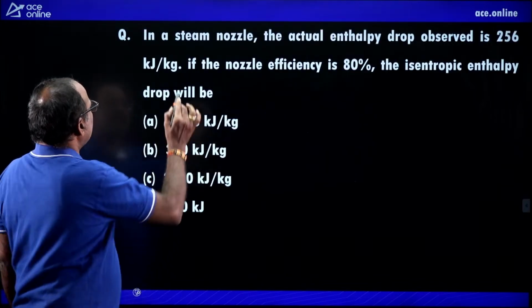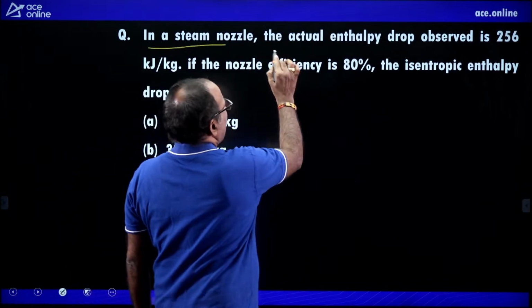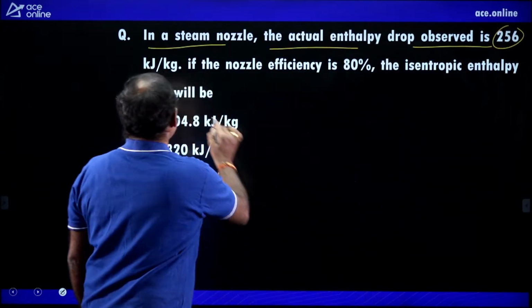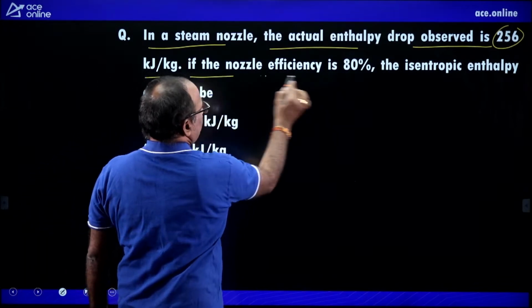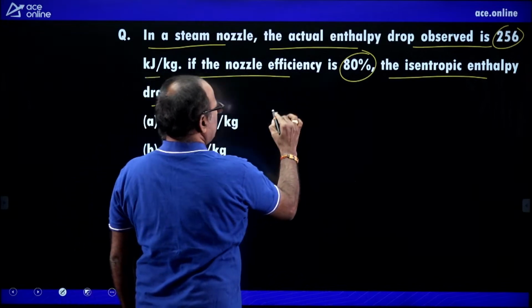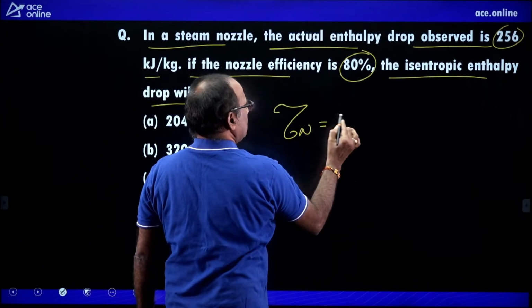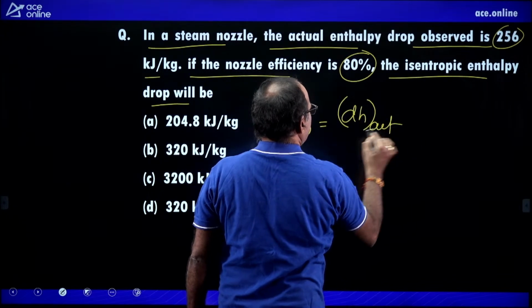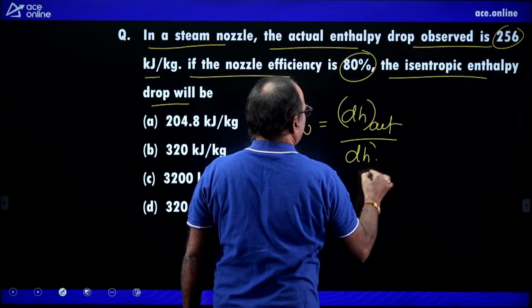Try to read it clearly. In a steam nozzle, the actual enthalpy drop observed is 256 kilojoules per kg. If the nozzle efficiency is 80%, find the isentropic enthalpy drop. Nozzle efficiency is equal to the ratio between the actual enthalpy drop and the isentropic enthalpy drop.